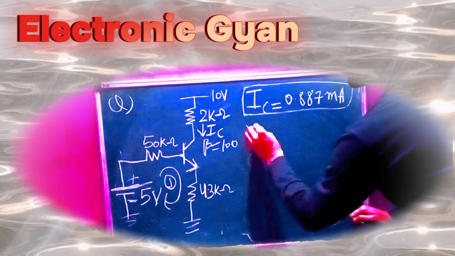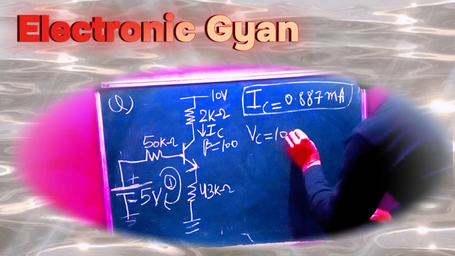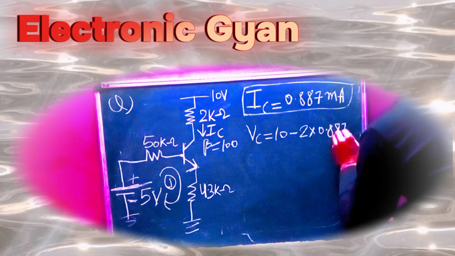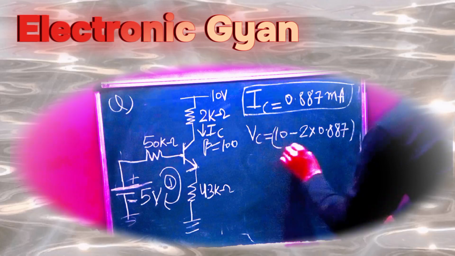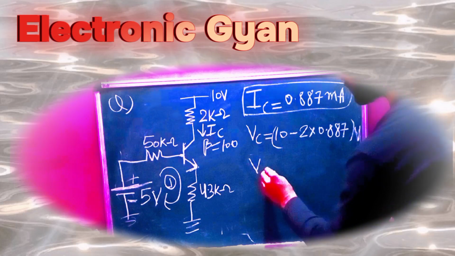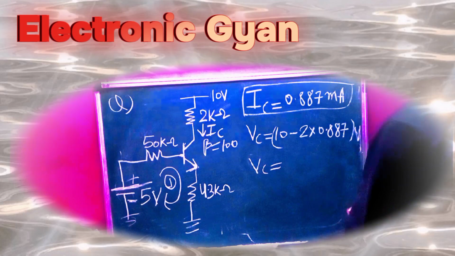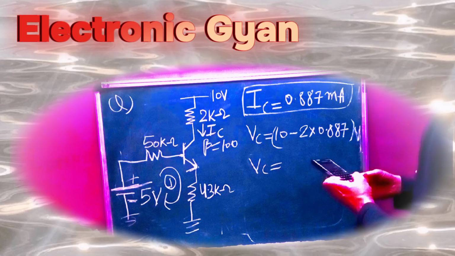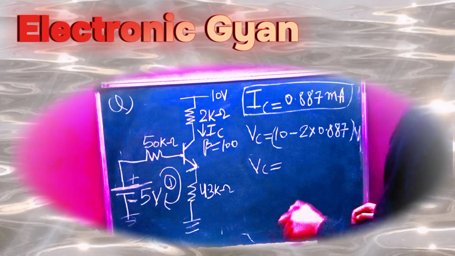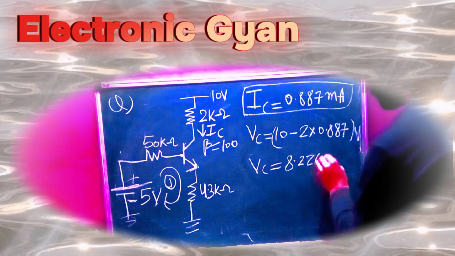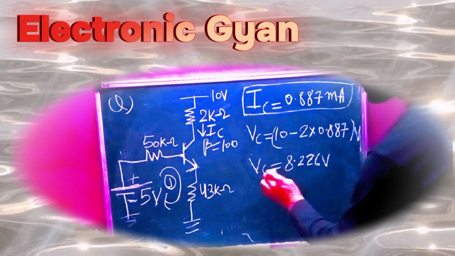Now see, how much is VC? VC is equal to 10 minus 2 into 0.887 volt, because 2 is in kilo, so milli and kilo will get cancelled out. VC is nothing but 2 into 0.887, with a minus 1, plus 10. So this is my 8.226 volt. Yes, this is my collector voltage.